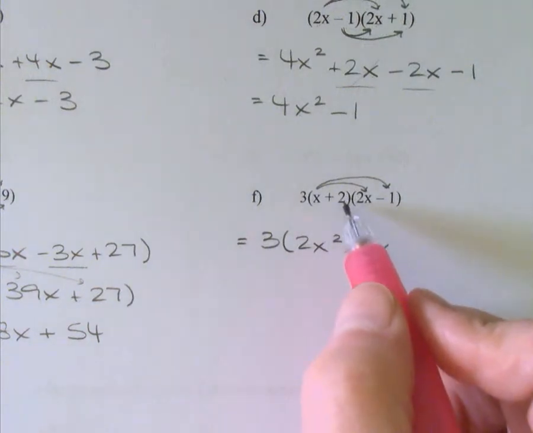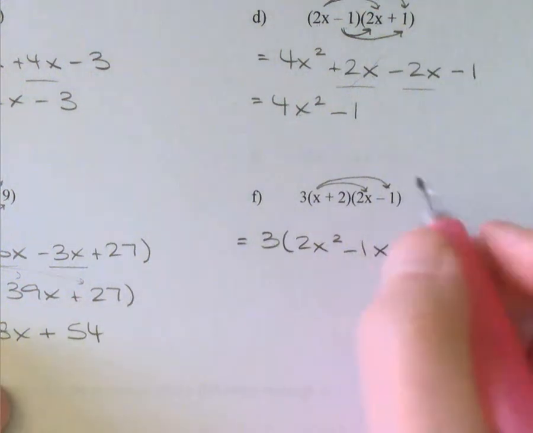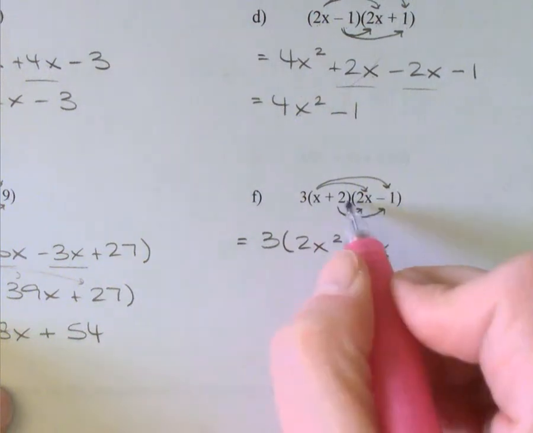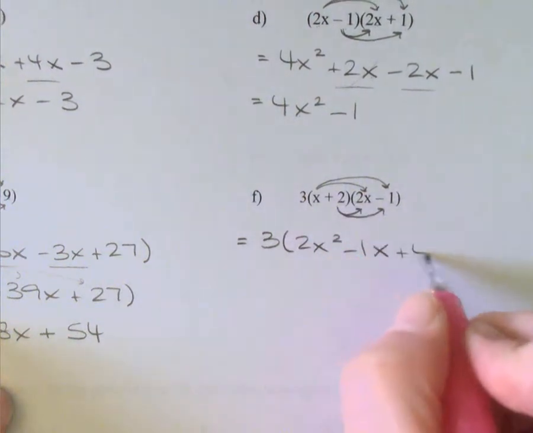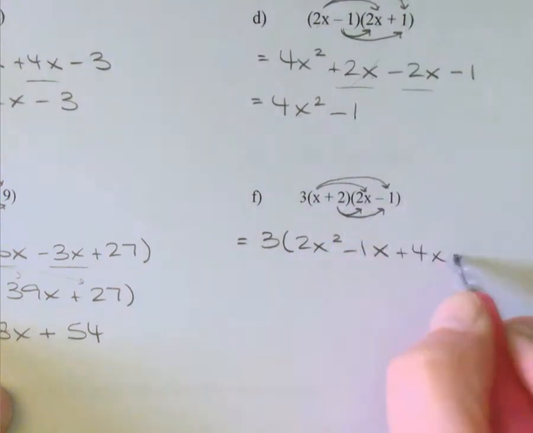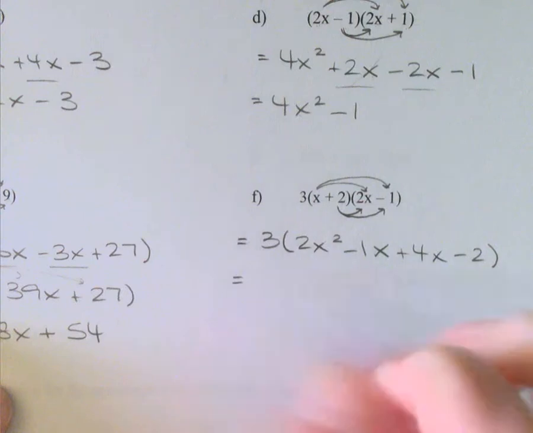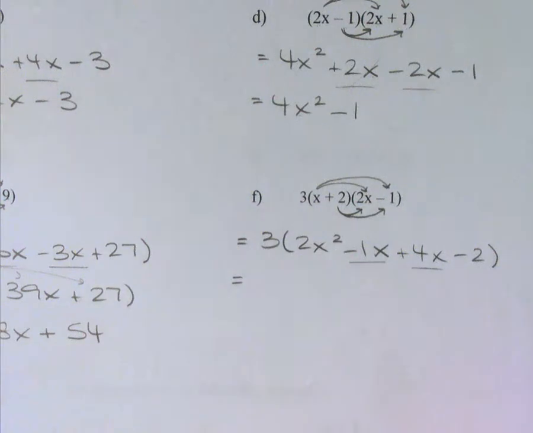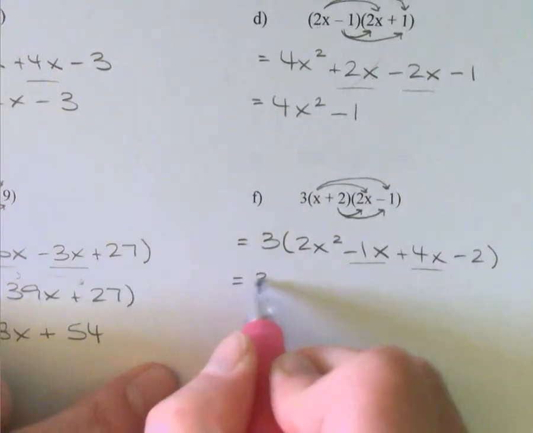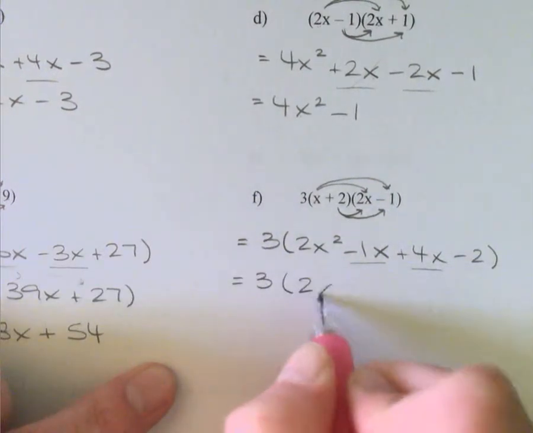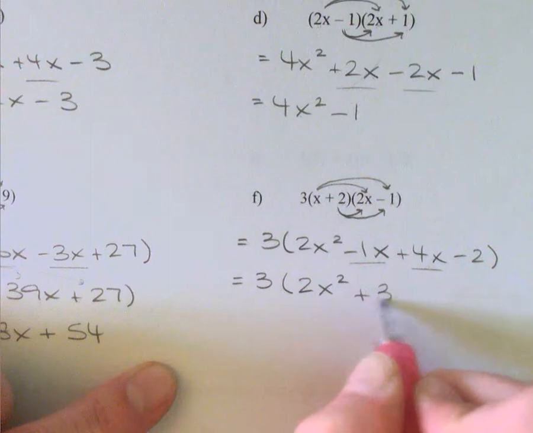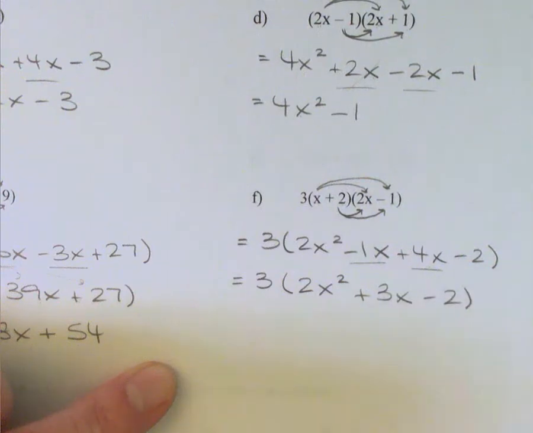And now I need to take the 2 and multiply it with everything in the bracket. So 2 times 2x and 2 times minus 1. So 2 times 2x is 4x, and 2 times minus 1 is minus 2. So now I need to add like terms inside the bracket, because you need to finish the brackets before you can multiply by the number in front. So I'm going to write the number in front again. We're going to collect like terms. So I have 2x squared minus 1x plus 4x is plus 3x. And then I have minus 2.